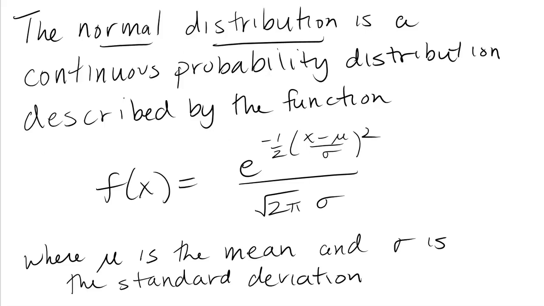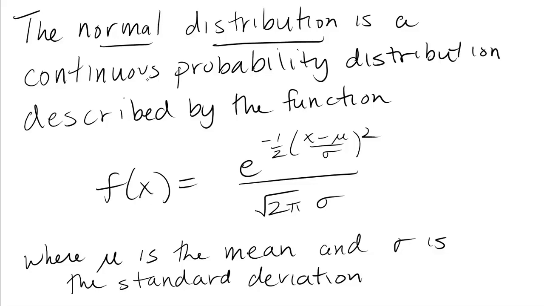The normal distribution is a continuous probability distribution described by the function, and I'm not even going to read it because this isn't really the focus of this slide. I know your eyes are going to be drawn to it, but I don't want you to focus on that. We're going to talk about characteristics of the normal distribution that allow us to avoid this. We're also using the calculator in this class, and so the calculator will take care of all that nastiness for us.